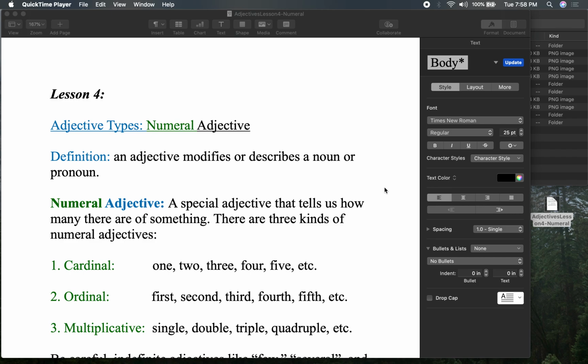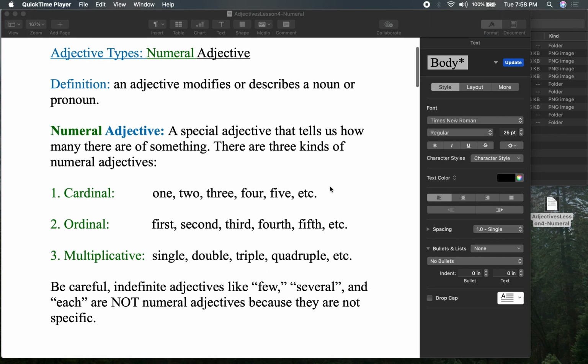So, adjective definition. An adjective modifies or describes a noun or pronoun. And the numeral adjective is a special adjective that tells us how many there are of something. There are three kinds of numeral adjectives. There are the cardinal numbers, 1, 2, 3, 4, 5, etc. The ordinal numbers, first, second, third, fourth, fifth, etc. And the multiplicative numbers, single, double, triple, quadruple, etc.